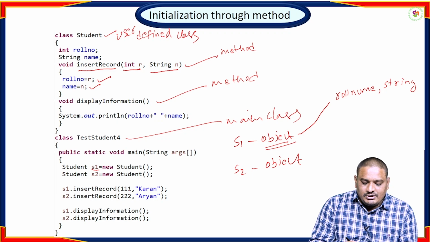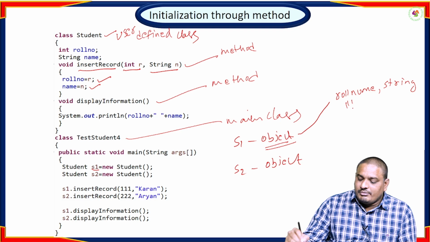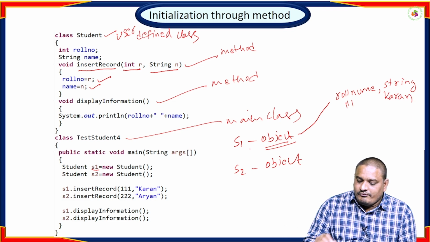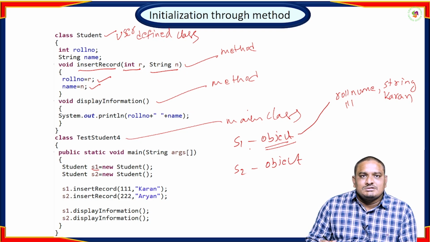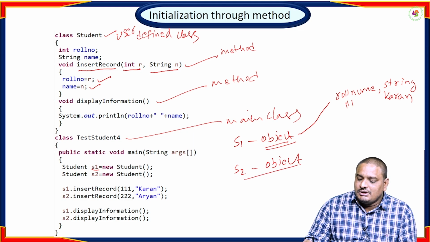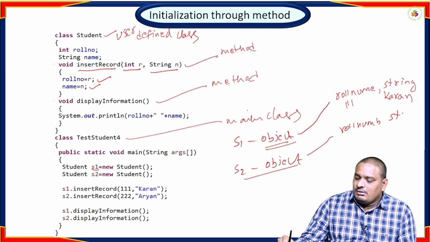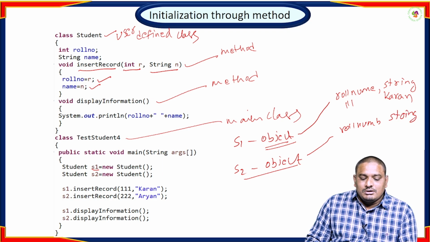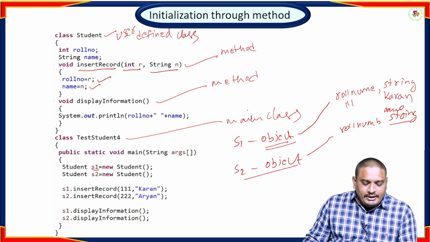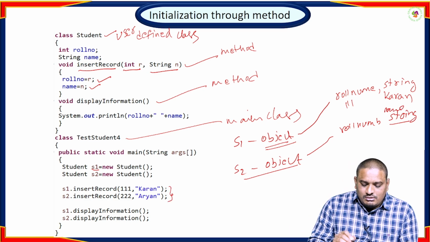Here I will give one example of passing values to the insert record method. Roll number is 111, and the name is Karan, for the first object. Now we can insert other values to the second object: roll number, and the second one is the string, which is the name. Here two values are passed to the insert record method.